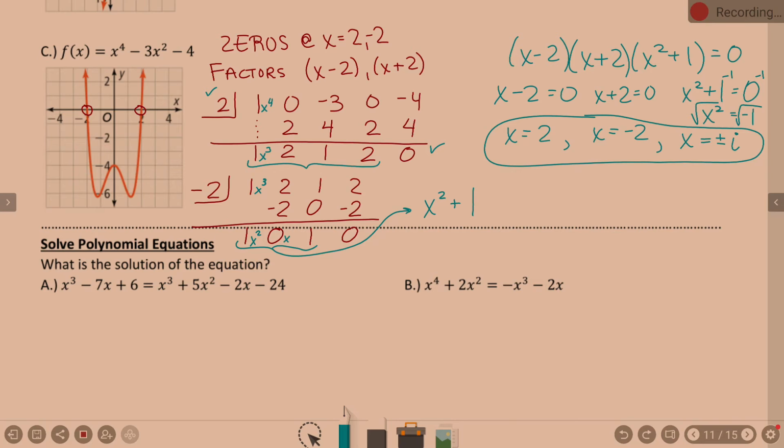Yes, Landon? They're imaginary. Why do we even have to do that? Great point. Because it asked me to find all real and complex zeros. Well, we need to tell them about the two fake ones.